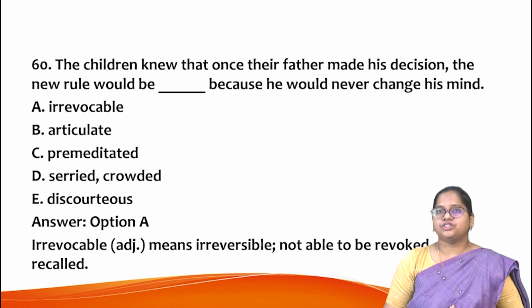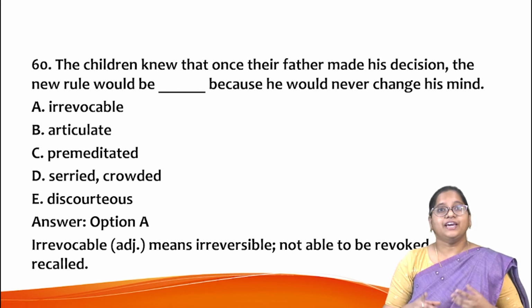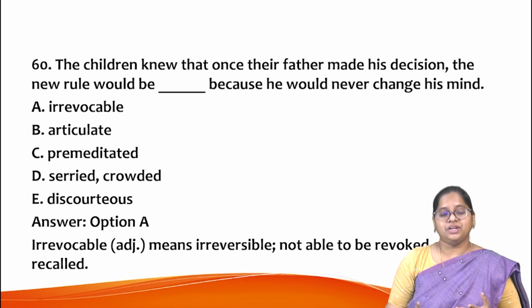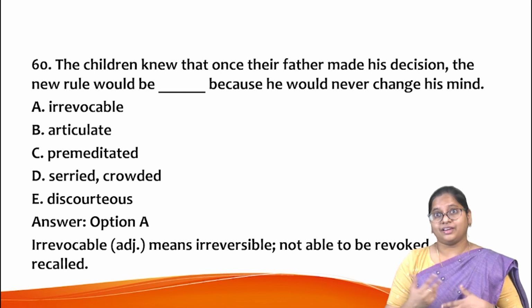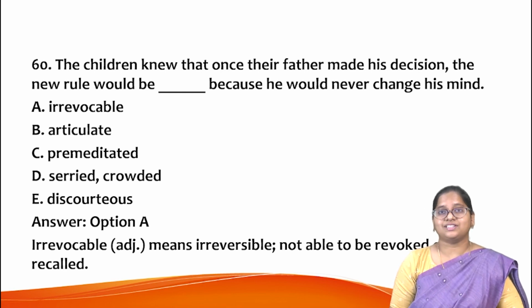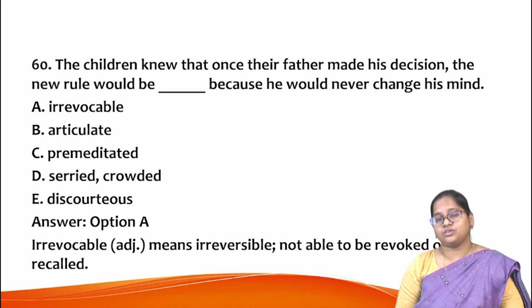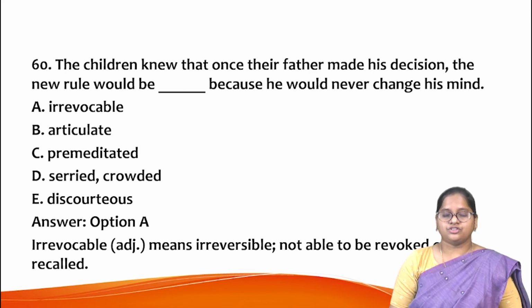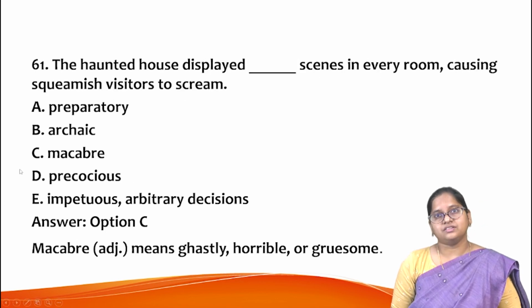Next question. The children knew that once their father made his decision, the new rule would be what? Because he would never change. Irrevocable, articulate, premeditated, serried, and discourteous. Irrevocable means cannot reverse it. That is the sense. Articulate, speaking, is not the answer. Premeditated, arranged, is not the answer. Serried means thronged, overcrowded, and discourteous obviously is not courteous, not polite. So option A is the right answer.